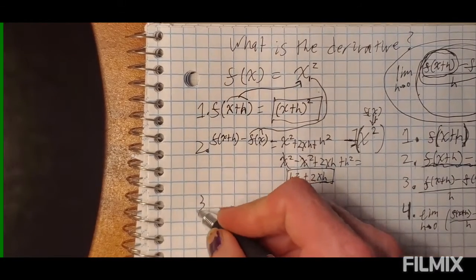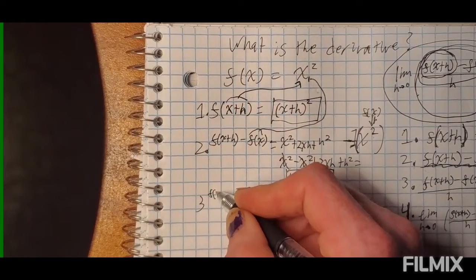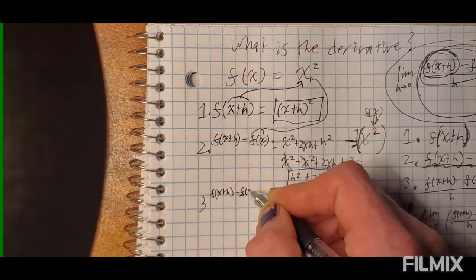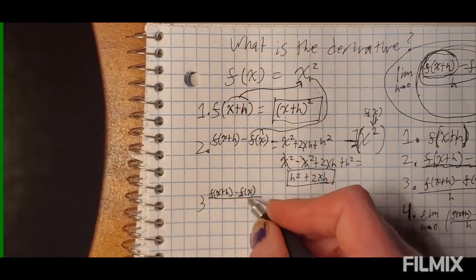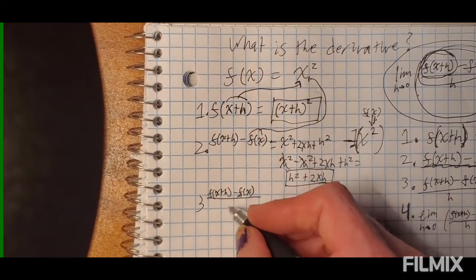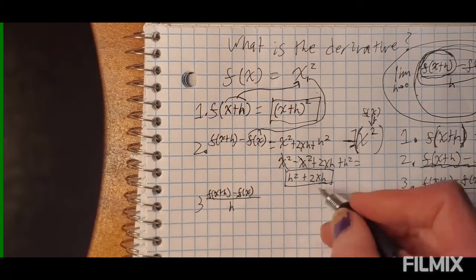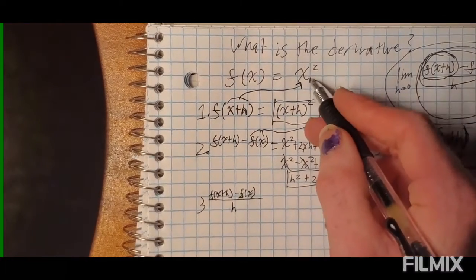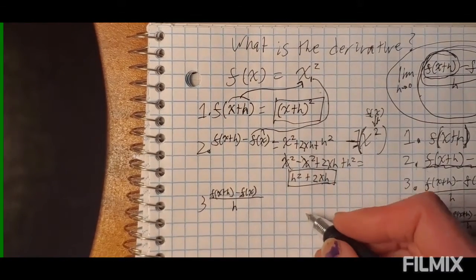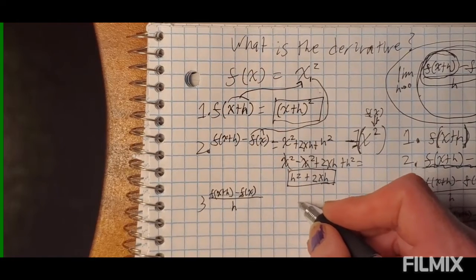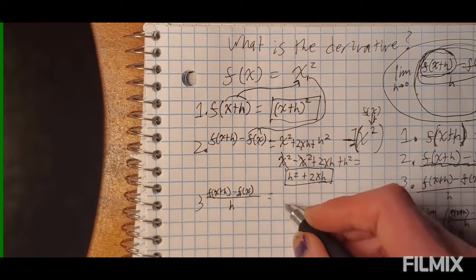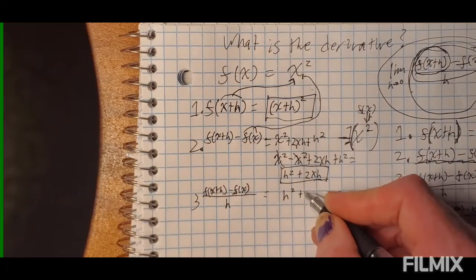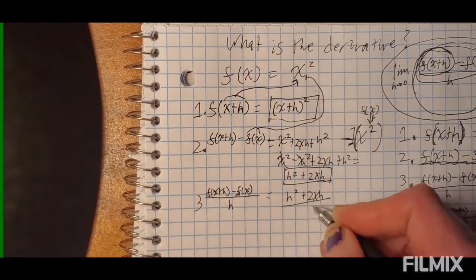And then step 3, you're taking f of x plus h minus f of x, and you're taking all that, what we got in the last step, and dividing it by h. So this part's pretty simple, well, simple for this problem because it's only x squared. So that equals h squared plus 2xh over h.